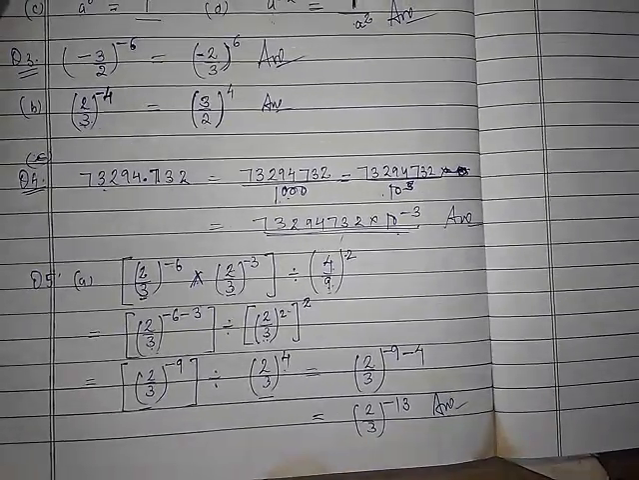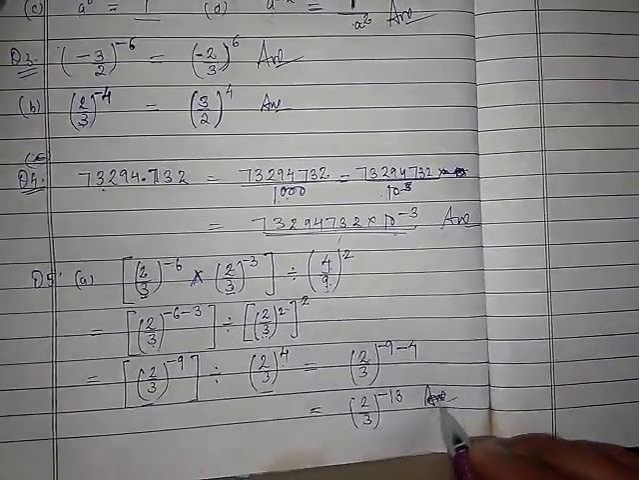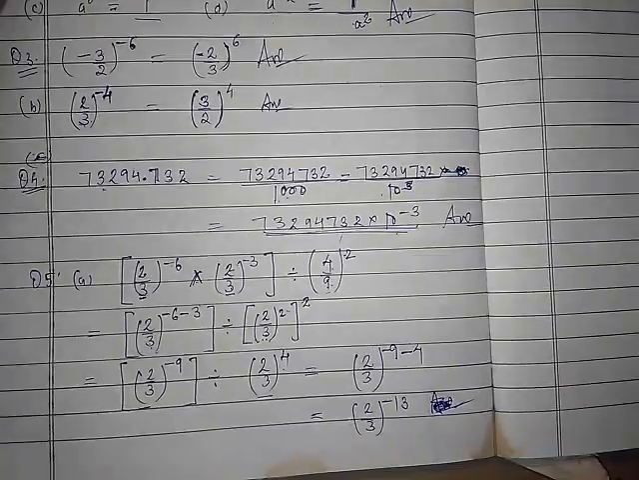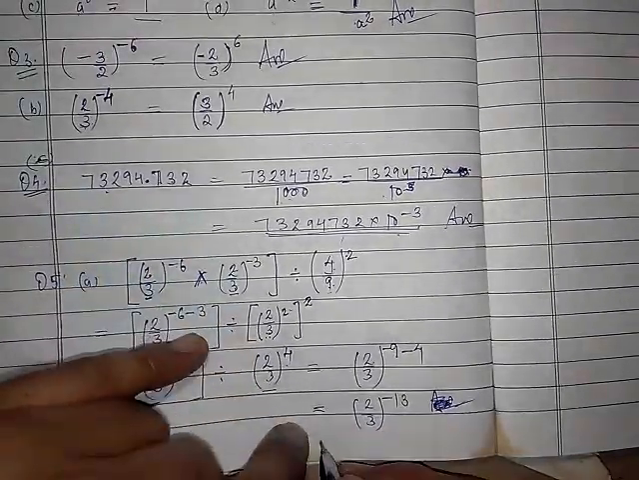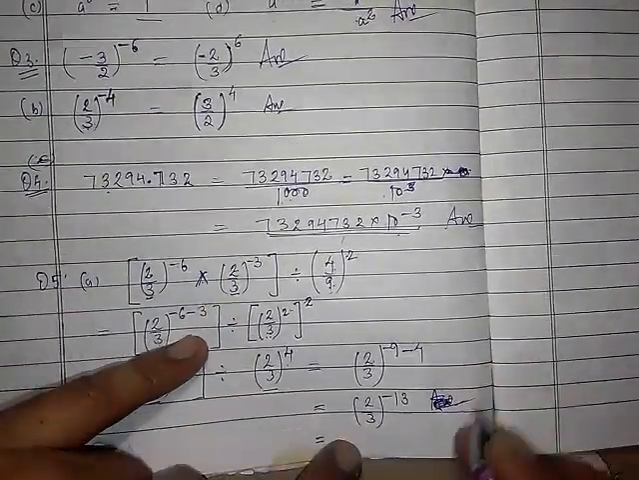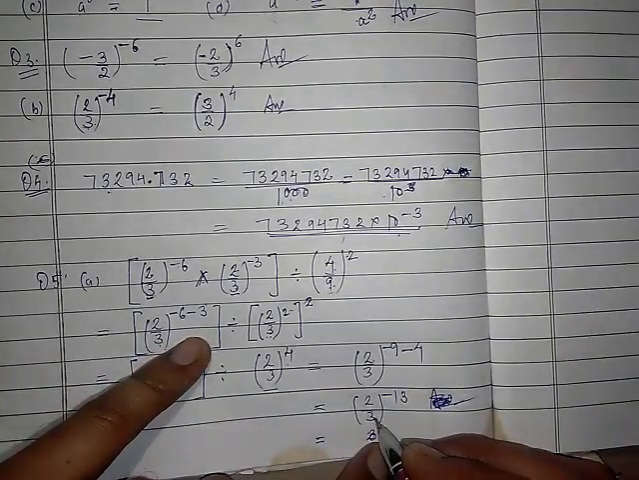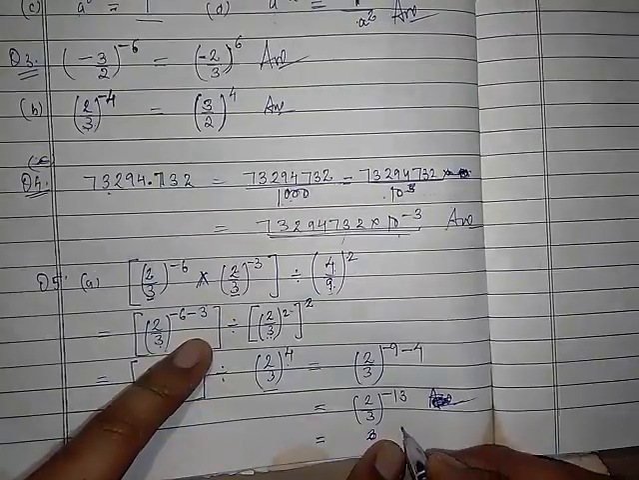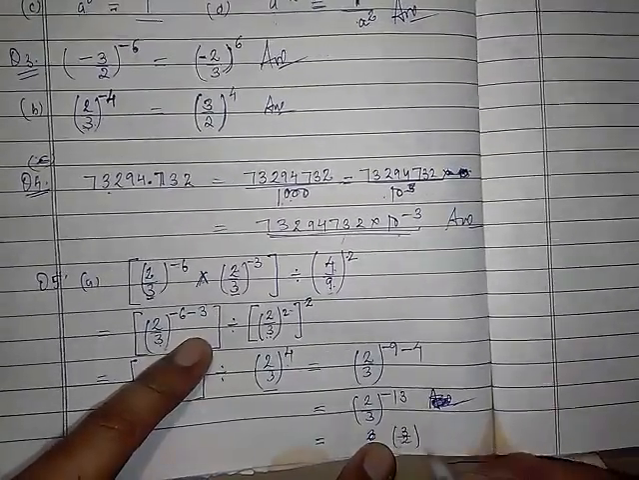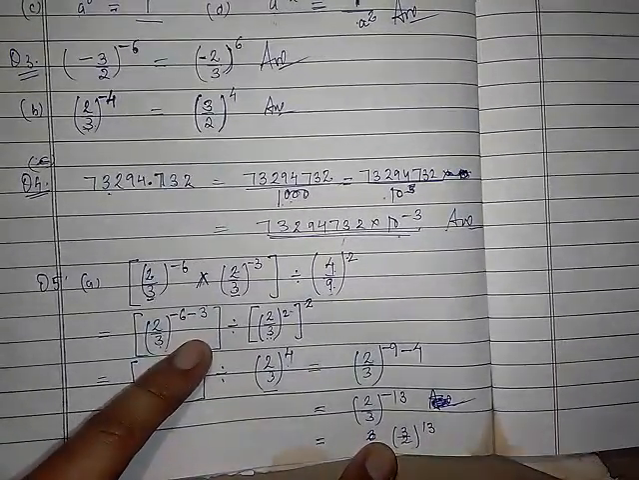Okay. After that, they are also saying, this is the simplification part, right? And the second thing, you can also give the answer in positive exponents. So (3/2) whole raised to the power 13, right?